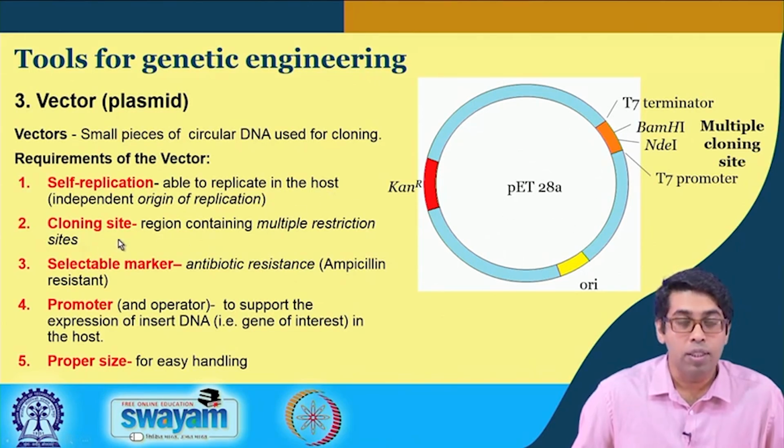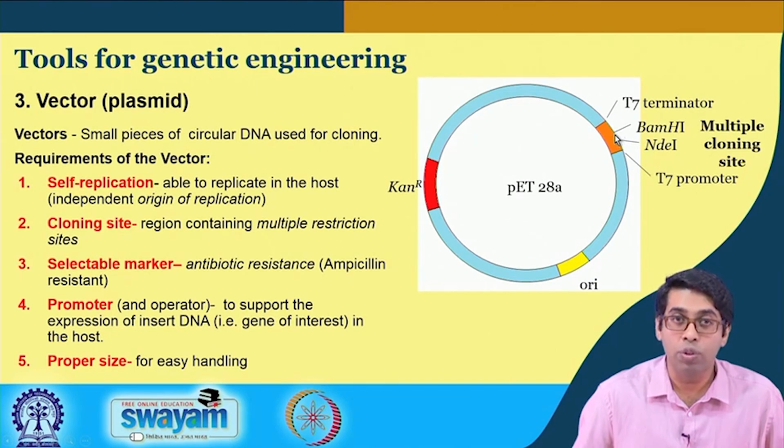The second important characteristic is the cloning site. So, this is the cloning site. It is also referred to as the multiple cloning site. This cloning site codes for all these different restriction enzymes. Okay. So, only two restriction enzymes are shown here, BamHI and NdeI.